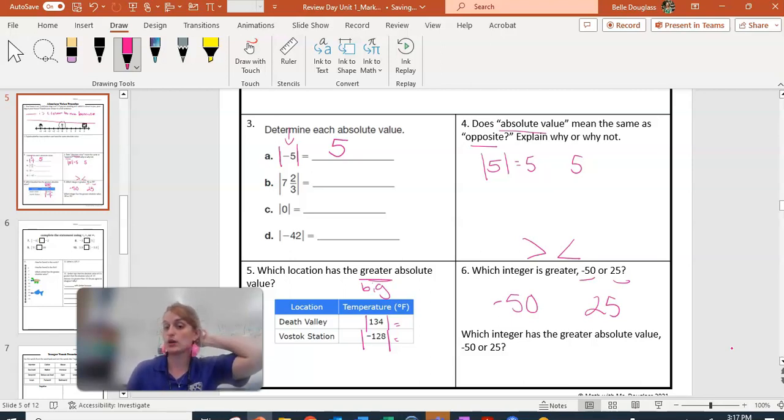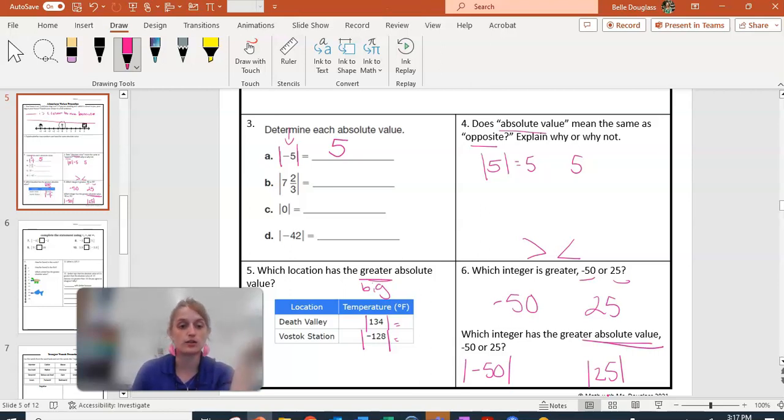Which integer has the greater absolute value? Okay, now we're talking about distance from 0. Which of these two numbers is farther away from 0? So in order to create a sentence where you're using an inequality symbol, you're like -50, the absolute value of that is greater than the absolute value of positive 25, or less than, whichever one you think it is, you need to actually solve these first before you compare them.